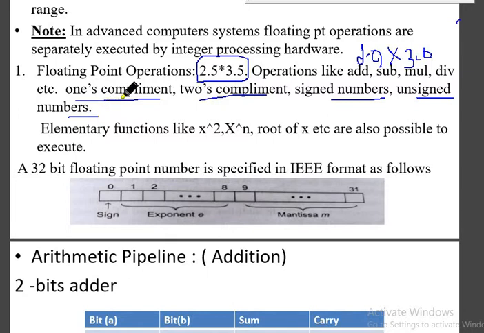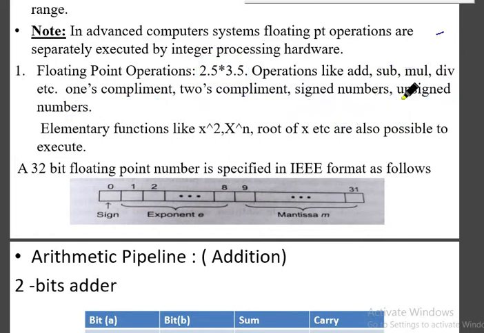That means, can we perform plus between two numbers which are represented in ones complement? Yes, we can. Twos complement, it is allowed. Signed numbers addition is allowed. Unsigned number addition is allowed. All of this you have studied in your basic subject in third or fourth semester, it was in CO. Now, apart from this arithmetic, what are the extra functions we can execute? They are elementary functions.